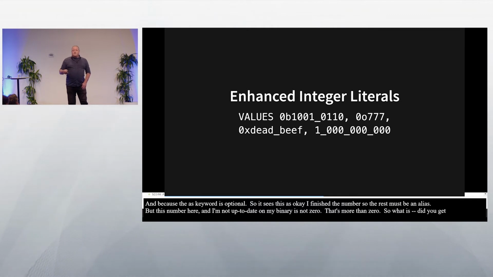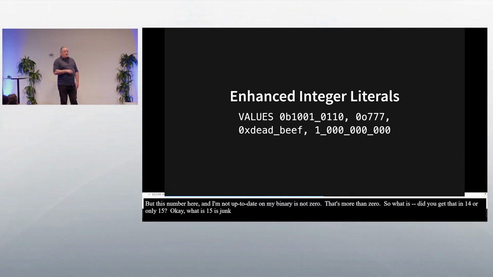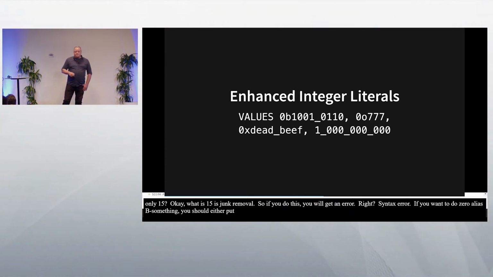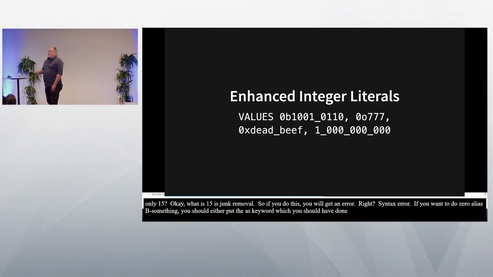So what is in 15 is junk removal. So if you do this, you'll get an error, right? Syntax error. And if you want to do zero alias B something, you should either put the as keyword, which you should have done anyway, or just put a space in between. And that's in preparation of, hopefully in 16, getting the full syntax.